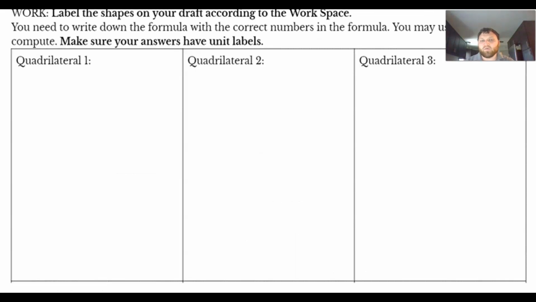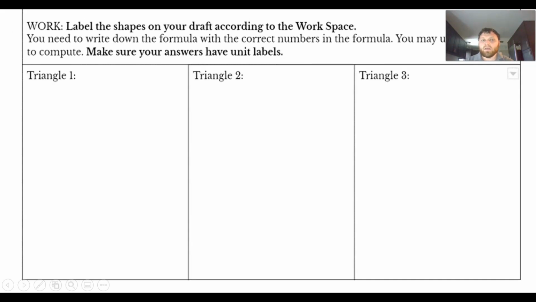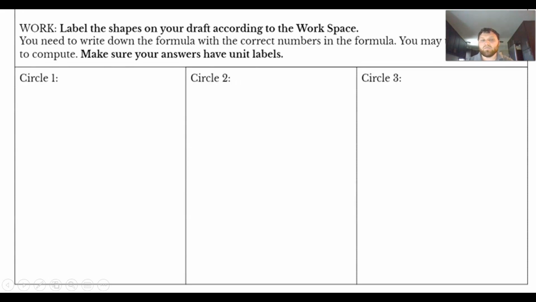Here's an example of our works cited page. Okay, you're given 3 blanks here to work out your 3 different quadrilaterals. Make sure you show all your work. Make sure you have the formula written down that you're using and your answers labeled correctly with the correct units. Okay, same for your triangles and for your circles.